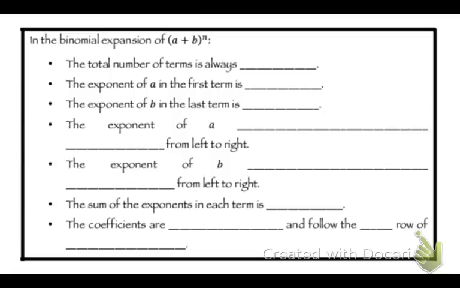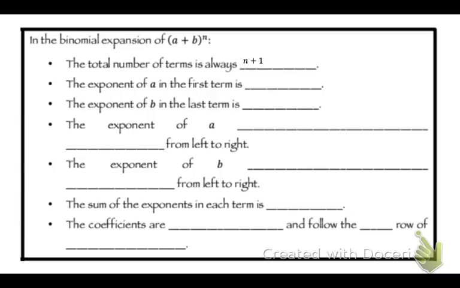Okay, so in a binomial expansion, the total number of terms is always n plus 1. So if it's a plus b to the 3rd power, we're going to have 4 terms. If it's to the 5th power, we're going to have 6 terms. If it's to the 100th power, we're going to have 101 terms. So it's always n plus 1.